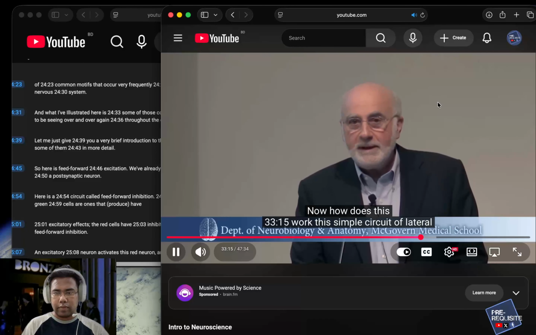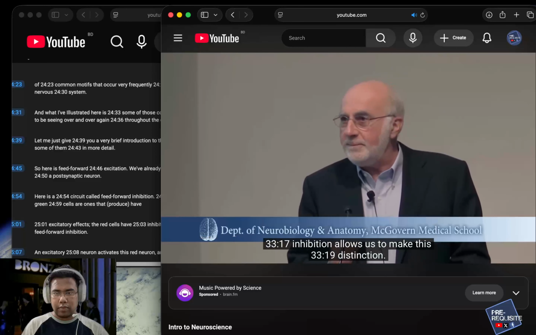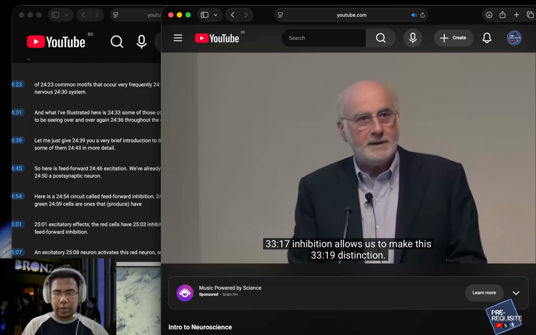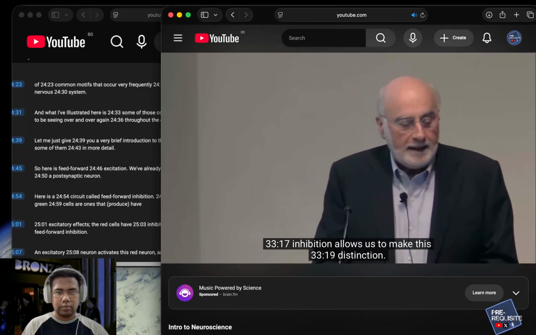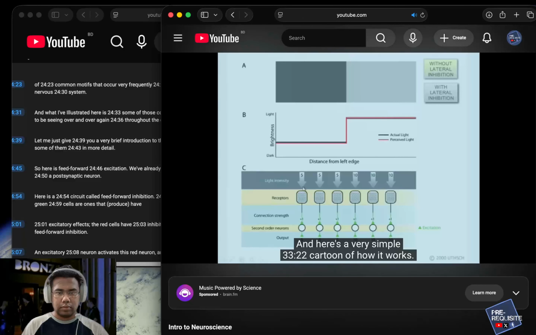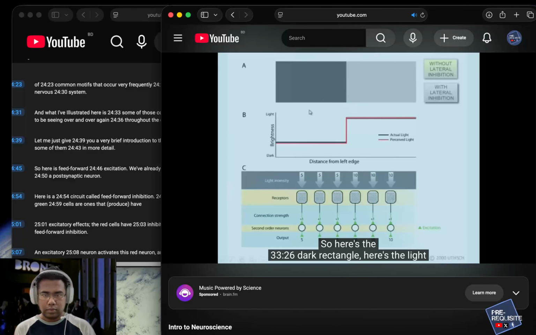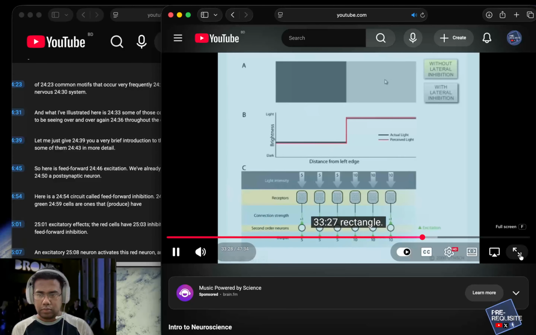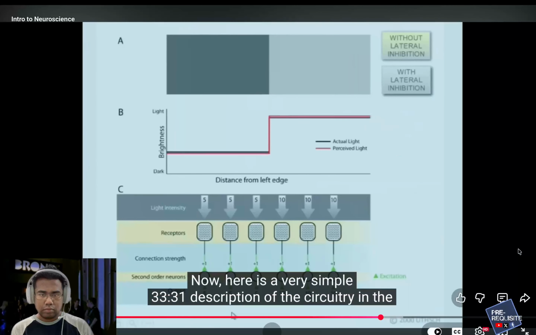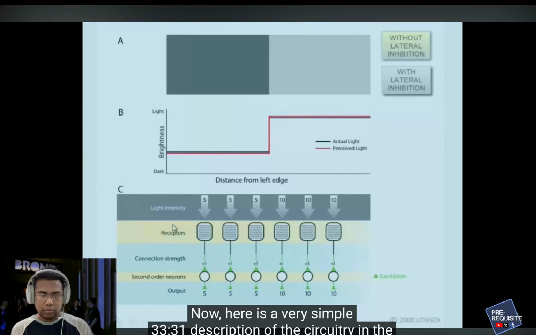How does this work? This simple circuit of lateral inhibition allows us to make this distinction. And here's a very simple cartoon of how it works. So here's the dark rectangle, here's the light rectangle. And here's a very simple description of the circuitry in the retina.